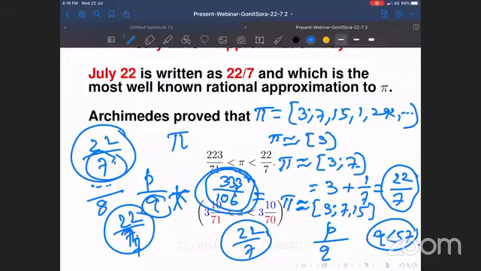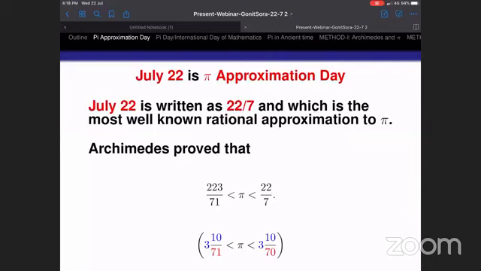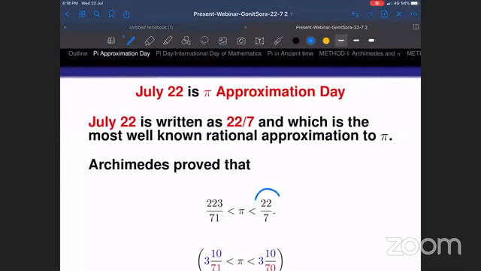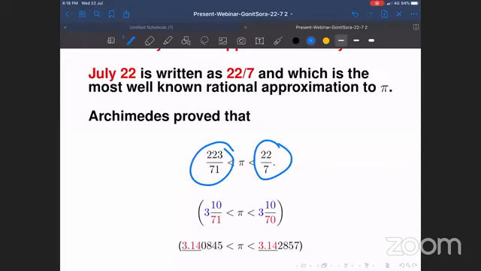And now I come to this one, that Archimedes in fact proved that pi lies between 223 over 71 and 22 over 7. This was proved by Archimedes. So pi lies between these two. And now you see, what is 223 by 71? This is nothing but 3 plus 10 over 71. And 22 by 7 is 3 plus 10 over 70, and I have written 1 by 7 as 10 over 70 to compare. So if I compare, you see that the right hand side is definitely greater than this, because here it is 10 over 71 and this is 10 over 70.